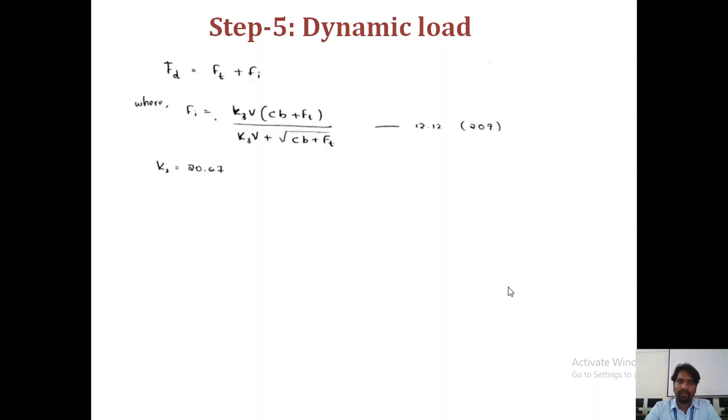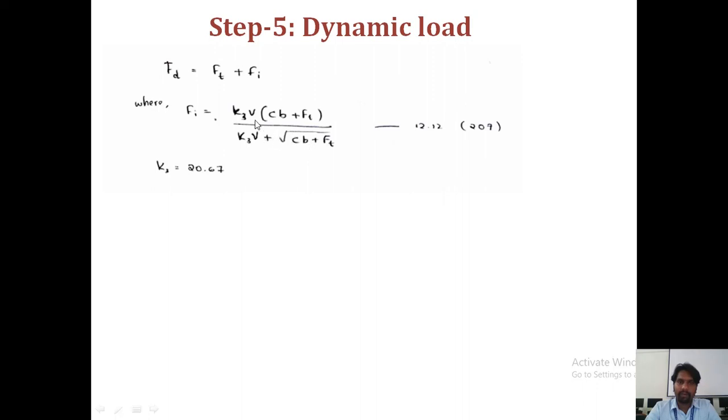Next, step 5. The types of load acting on the gears are dynamic load and wear load. We need to calculate the dynamic load acting on that, and check whether it is safe or not. So dynamic load is given by Ft plus Fi. We already know Ft, the tangential load, which we calculated in the last step. The Fi is given by K3 into V into C into B plus Ft, divided by K3 into V plus square root of CB plus Ft.